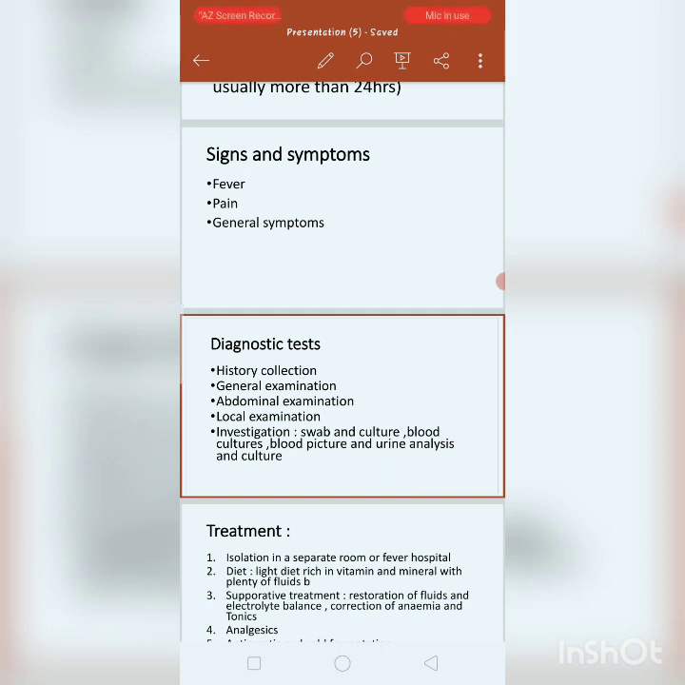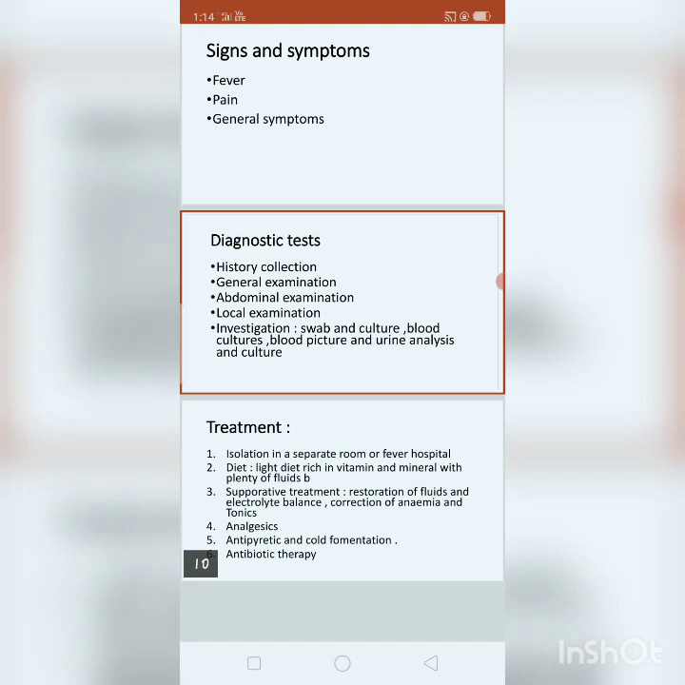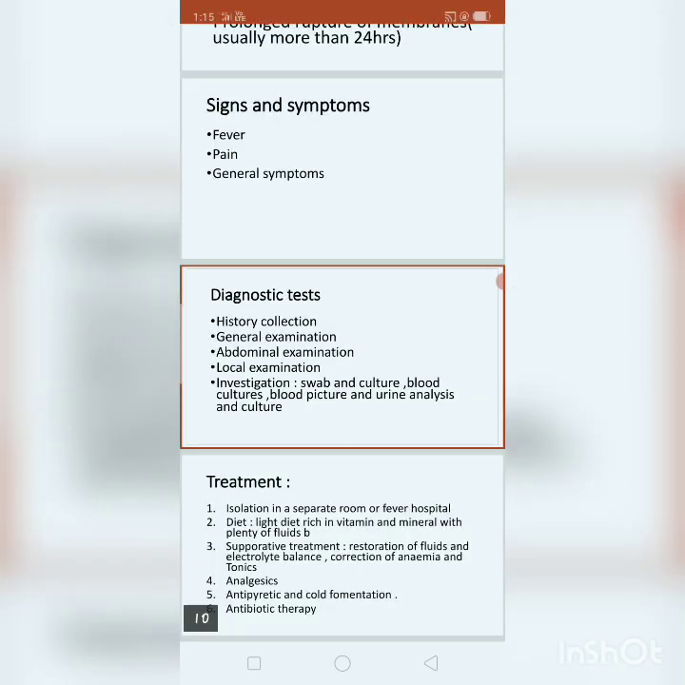Next is the local examination. Under the local examination, the perineum is checked for infected episiotomy or laceration, and a speculum examination is done. Speculum examination means using the speculum to visualize the cervix and the vagina. Under investigation: swab and culture, blood culture, blood picture, and urine analysis and culture. This is the diagnostic evaluation.